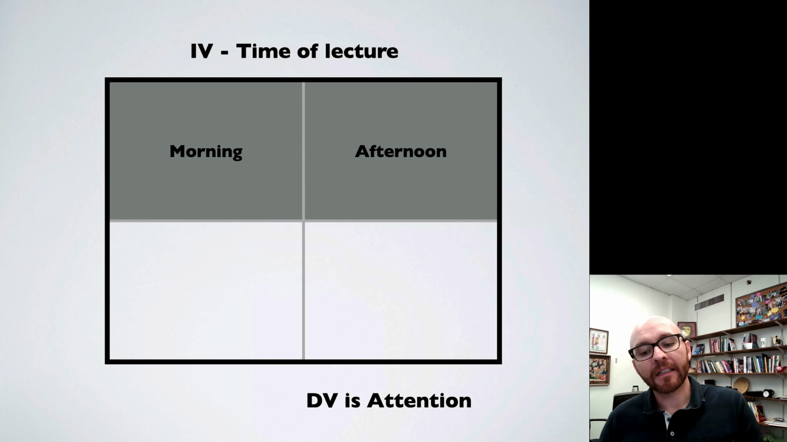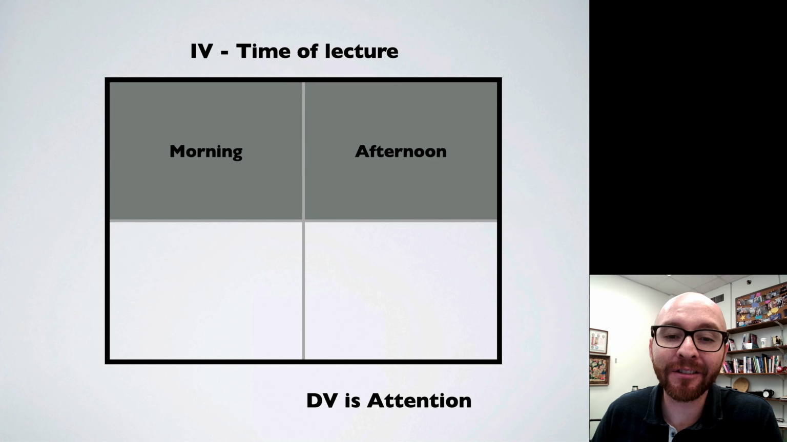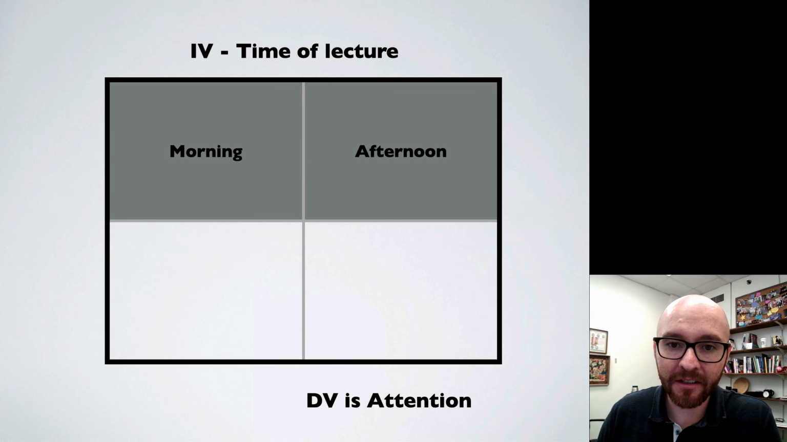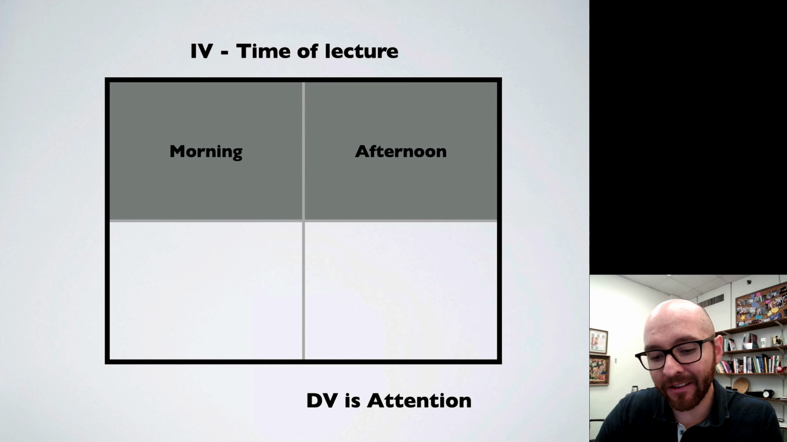So let's go over this design. Here we have a 1 IV design with 2 levels. We have morning or afternoon, and the DV is attention. Even if I didn't have that DV stated below, you should be able to tell that I have 1 IV with 2 levels. And even if I didn't have time of lecture, let's say I just had morning and afternoon, you would know it looks like you have 2 different levels related to time.